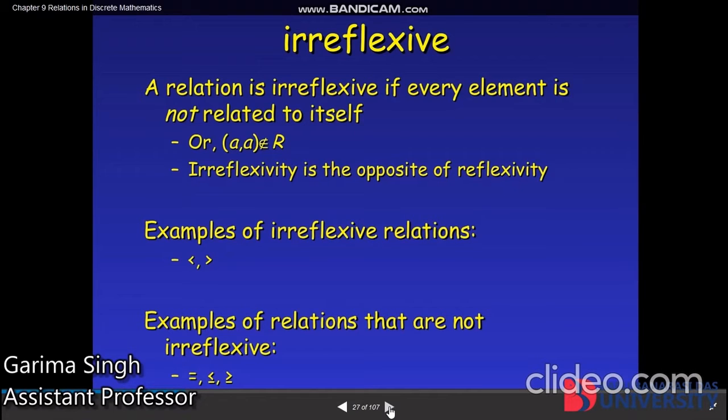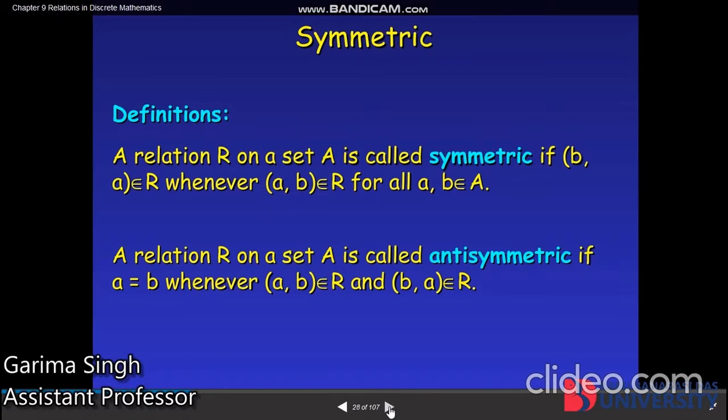Now, irreflexive is the opposite of reflexive relation. Means you will not consider the mirror images, that is, then only it is irreflexive. See the definition. A relation is irreflexive if every element is not related to itself, or irreflexive is the opposite of reflexive. And the same way, you have to leave all the reflexive elements and consider all the irreflexive elements.